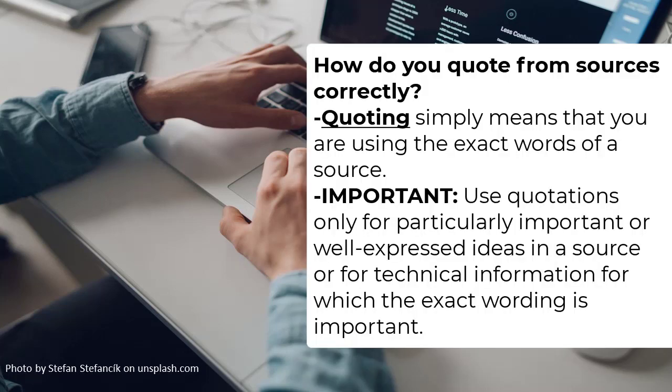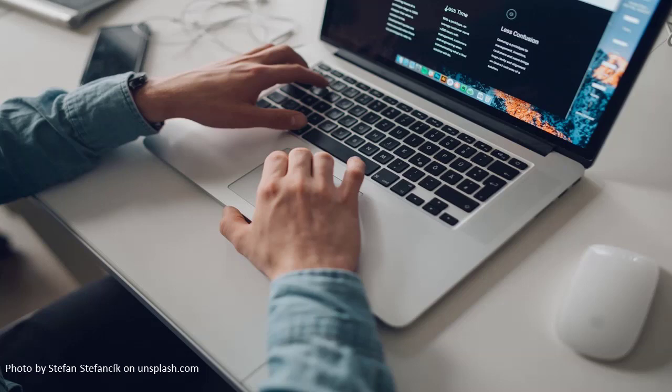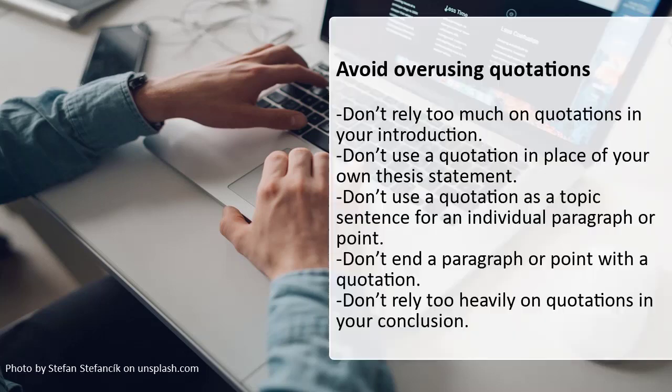How do you quote from sources correctly? Quoting simply means that you're using the exact words of a source. Important: before you quote from a source, keep in mind that you should be using quotations only for particularly important or well-expressed ideas in a source, or for technical information for which the exact wording is important. In other words, avoid overusing quotations.